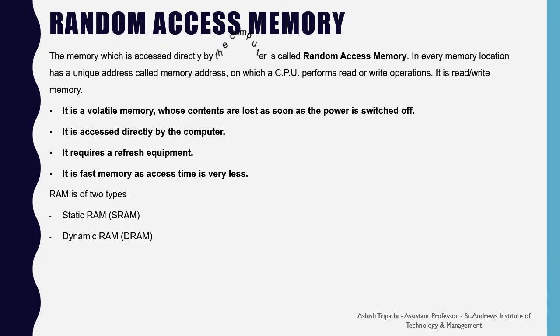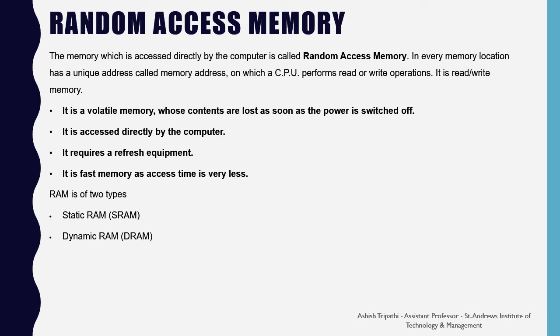Random access memory. The memory which is accessed directly by the computer is called the random access memory. In every memory location, it has a unique address called the memory address on which a CPU performs read or write operations. It is read and write memory. As you can see, RAM is a volatile memory whose contents are lost as soon as the power is switched off. This memory is directly accessible by the computer.